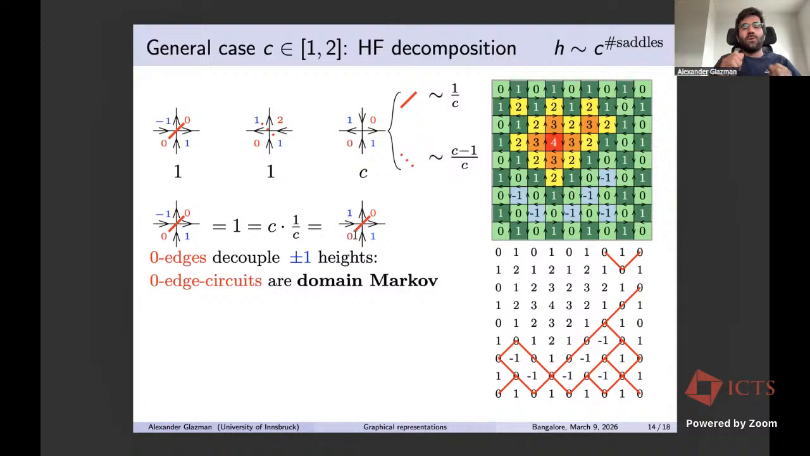This allows you to remove dependency between these odd heights. So in particular, if you have a circuit of these red edges, it will be domain Markov. You just know that on the circuit you have zeros, and otherwise you don't know anything else about the measure. That will be your boundary conditions. That's where this allows you eventually to reduce the case of non-uniform measure to the uniform one, just considering these zero edges instead of considering zero heights.